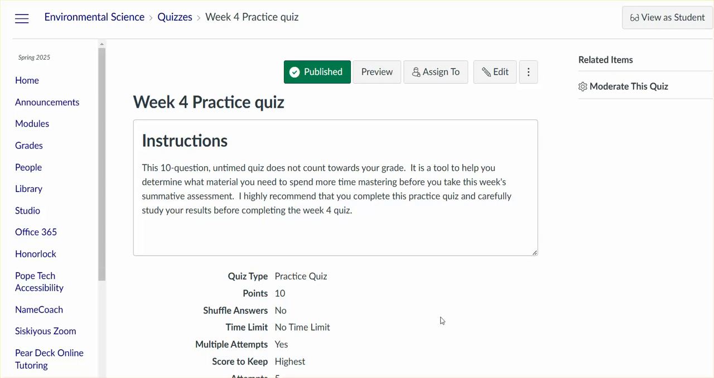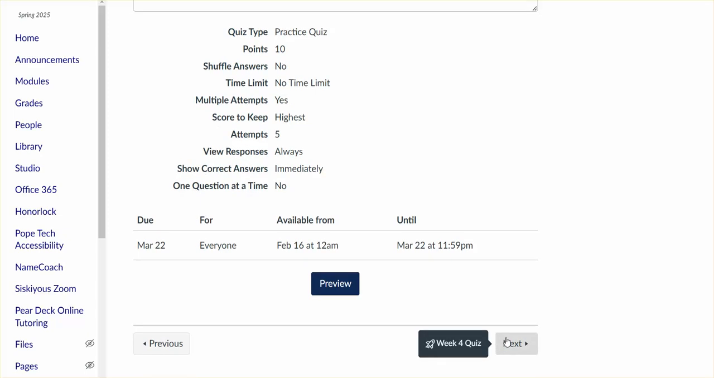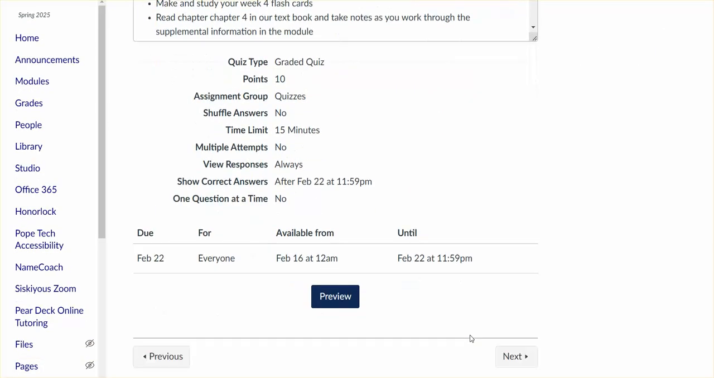I've created a week 4 practice quiz for you. This is meant to help you get ready for the graded quiz. The practice quiz is not graded. The graded quiz is worth 10 points.